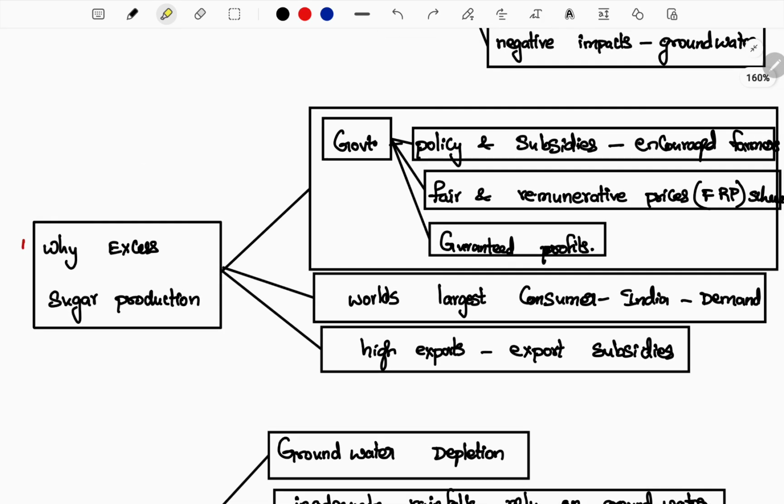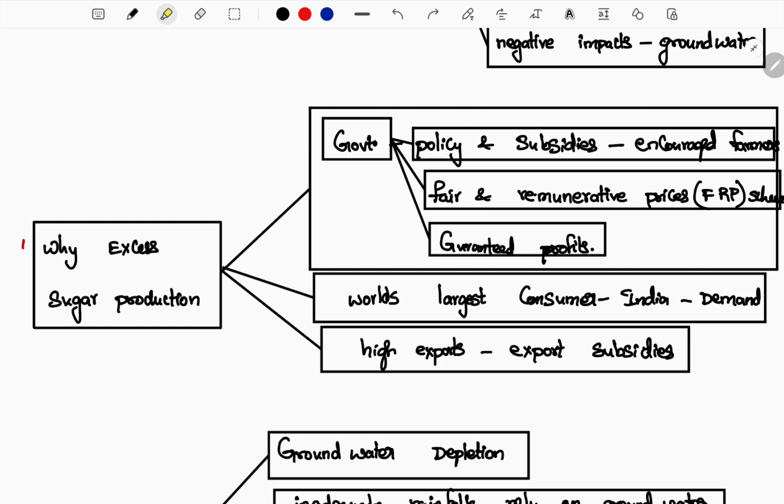So why excess sugar production? We need to understand why we are having excess sugar production. The reason is that the government is creating policies and subsidies that favor the farmers and encourage them to cultivate more sugarcane, because they are providing fair and remunerative prices to the farmers through the FRP scheme.